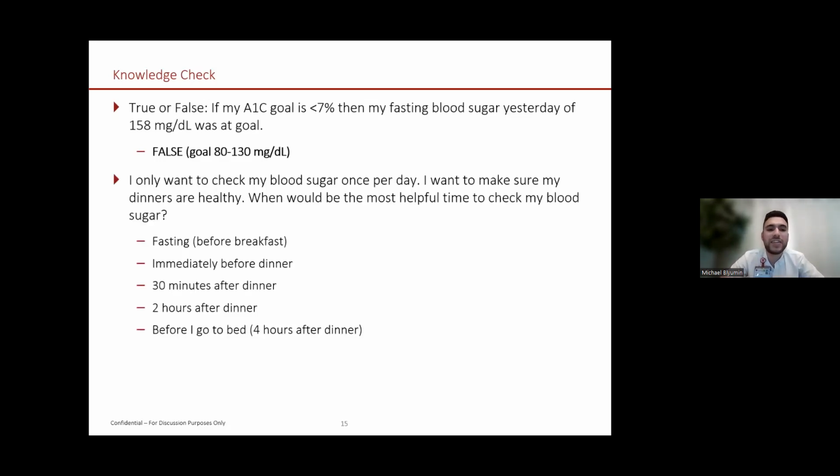Now the next question says, I only want to check my blood sugar once per day, and I want to make sure my dinners are healthy. When would be the most helpful time for me to check my blood sugar? So it sounds like this person only wants to check once a day, but they're also very interested in particularly the dietary effects on blood sugar. So when is the best time for them to check their blood sugar? Is it fasting, immediately after dinner, 30 minutes after dinner, 2 hours after dinner, or before they go to bed, which is 4 hours after dinner?